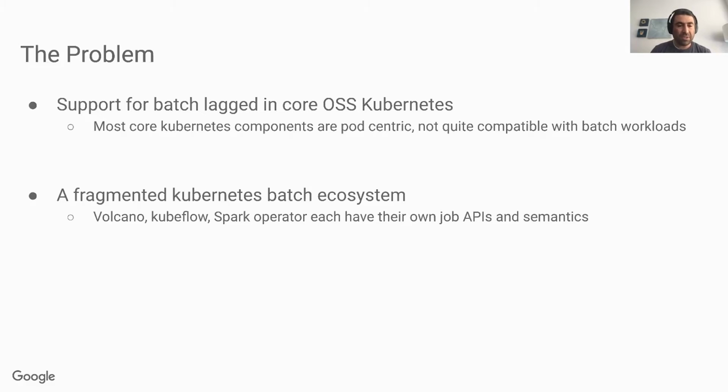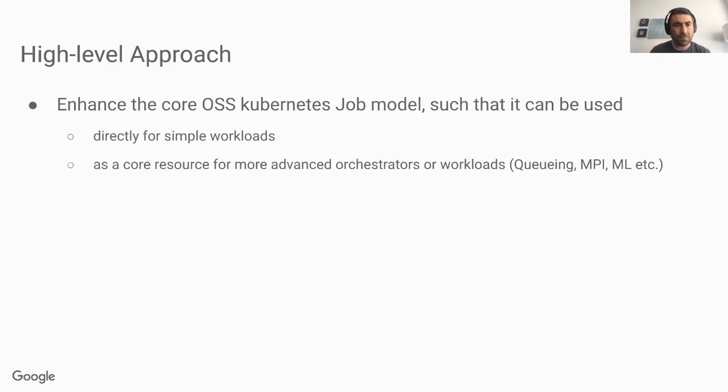The other problem we're trying to address is that we have a fragmented Kubernetes batch ecosystem. To solve the problems that I mentioned, others have created custom controllers and custom job APIs to fix these gaps. And that led to a fragmented batch ecosystem. For example, when users want to create a job, if they installed Volcano, which is a batch scheduler, then they have to use the Volcano job API. Same thing with Kubeflow or Spark operator. Everybody has their own job API with their specific semantics. So we're trying to tackle these two problems.